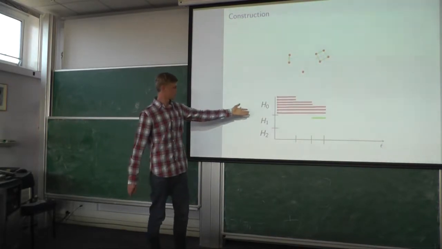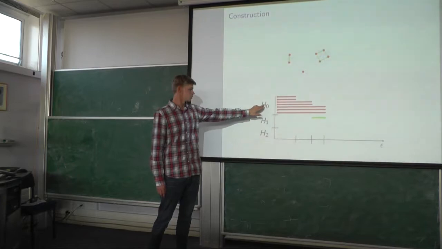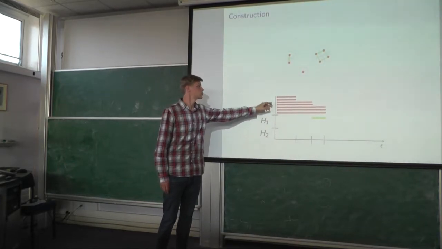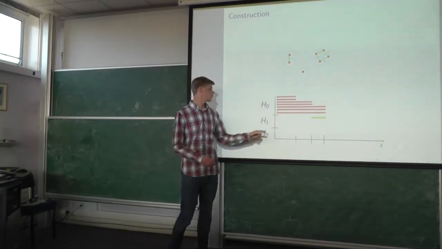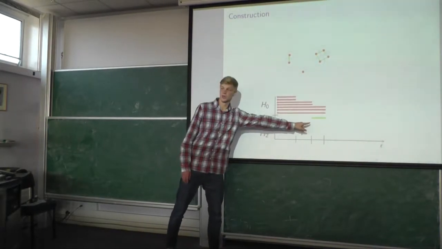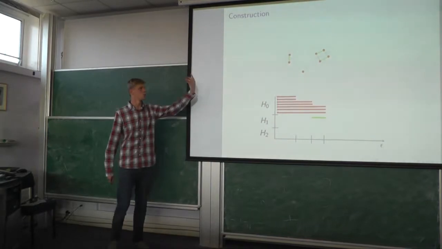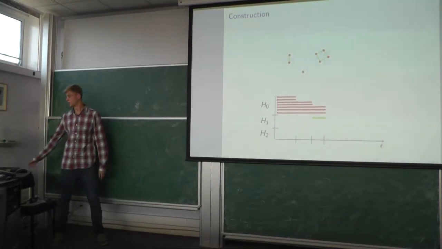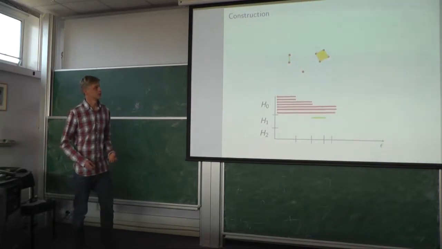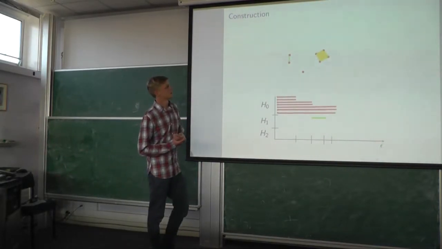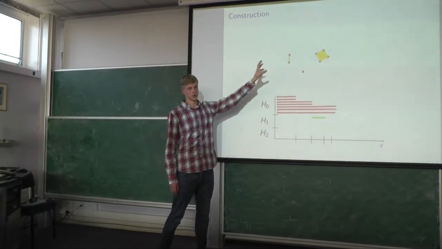So now our barcode is more interesting. We don't just count disconnected components, of which there are 3 at this point, but we also count holes in 2 dimensions and note them down in green. So here we just have 1 hole and 3 connected components. Of course, we will build bigger balls, and then we see that there's more connections in that small cluster up there.